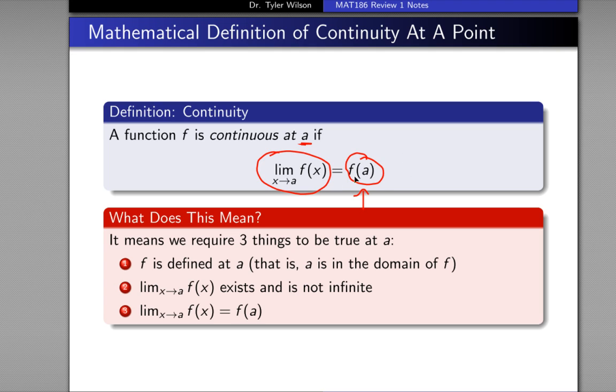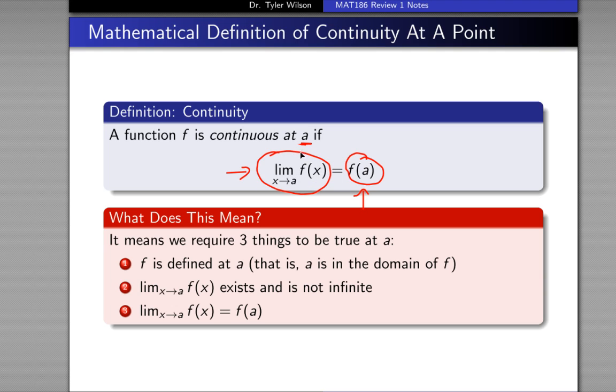Okay, so if A is not in the domain of f, this right-hand side doesn't make any sense. So certainly, if something needs to be continuous, f has to be defined at A. The limit as x goes to A of f of x has to exist and is not infinite. So look at the left-hand side: they're saying this needs to be a number, which means that the limit from the left has to equal the limit from the right, because that means that the limit exists. And it has to be a finite number.